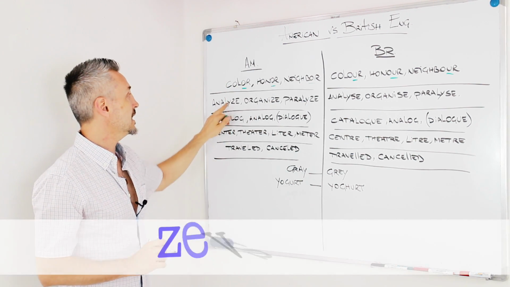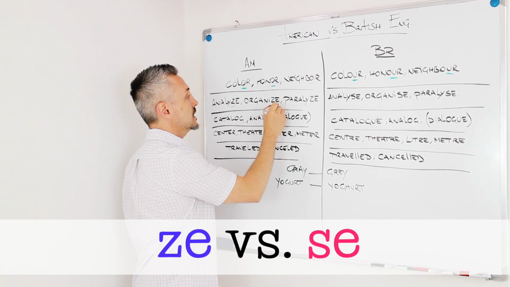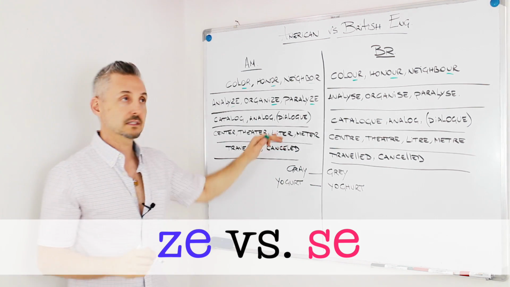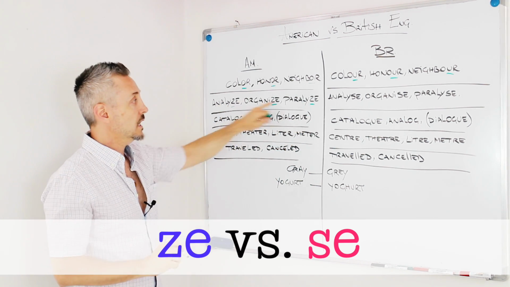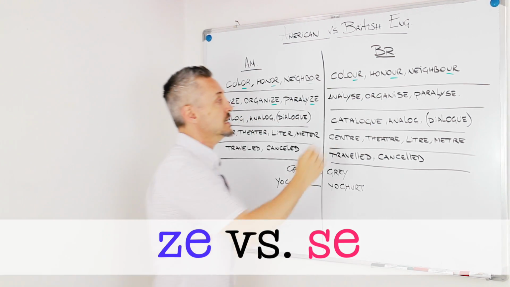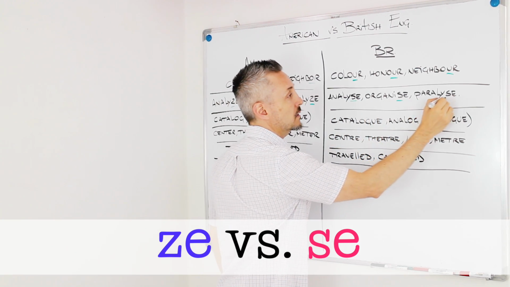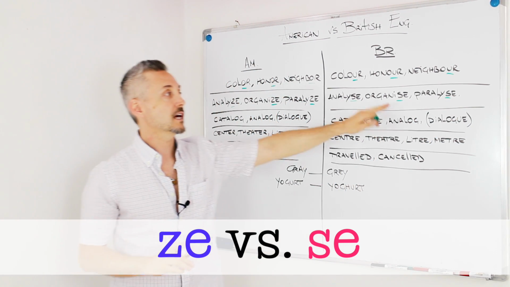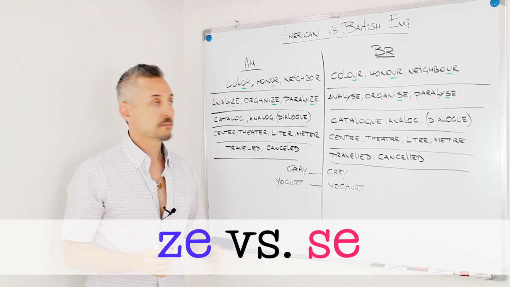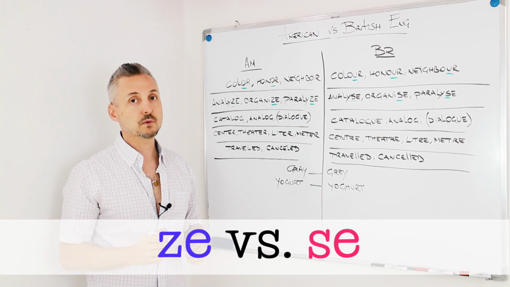Okay, for example, analyze, organize, paralyze. This is a Z in American English, and in British English it is with an S. Okay, organize, analyze, paralyze, etc. Obviously, it is always pronounced with a Z.